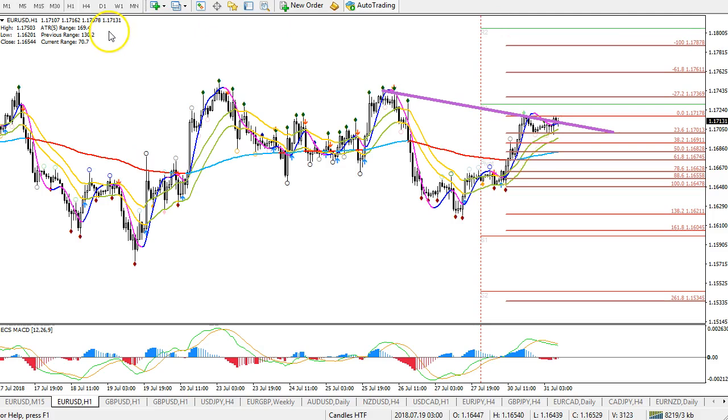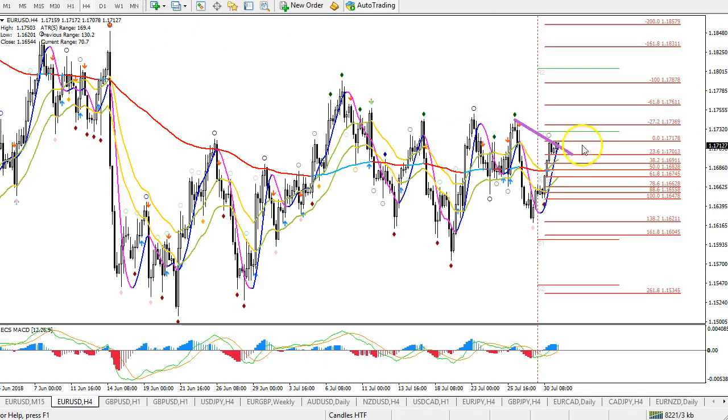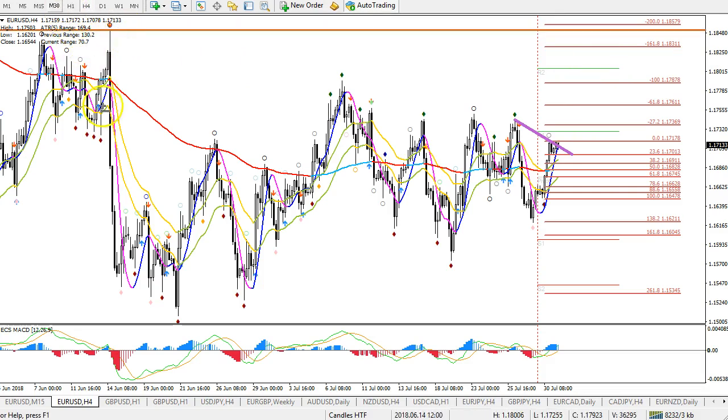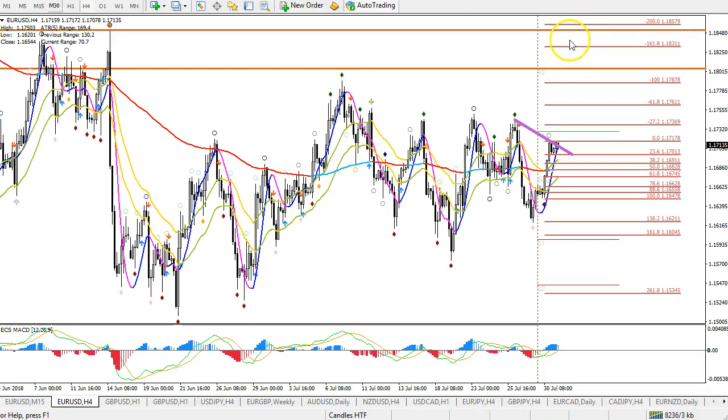How high could it go? Well, if it breaks above the R1 pivot, if it breaks above the minus 272 target, then I think there's a fair chance they can go all the way up to this zone right in here, as mentioned already in my previous videos, up to 118, 118.40, the R2, etc.